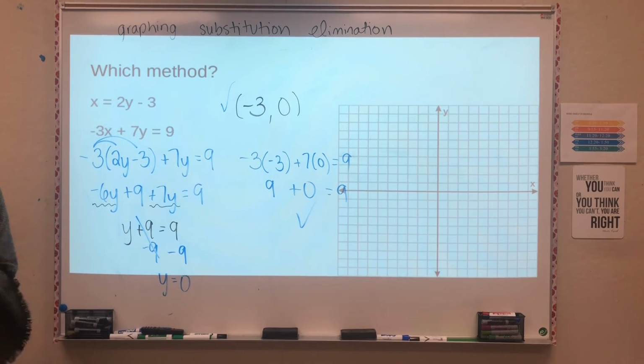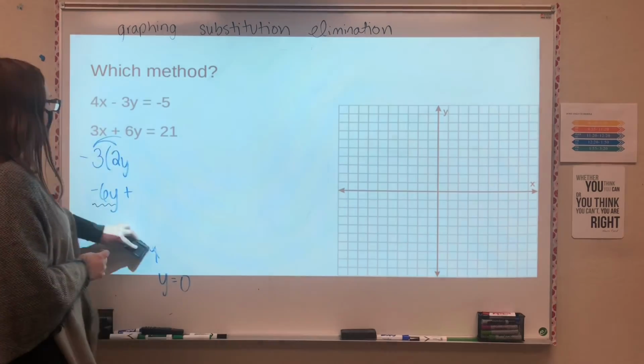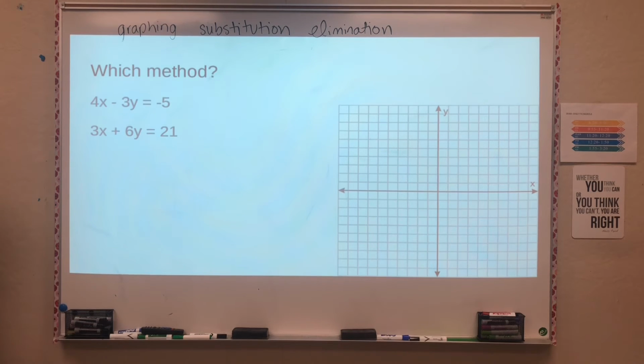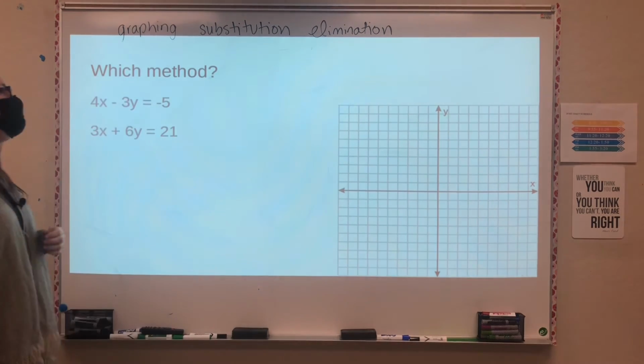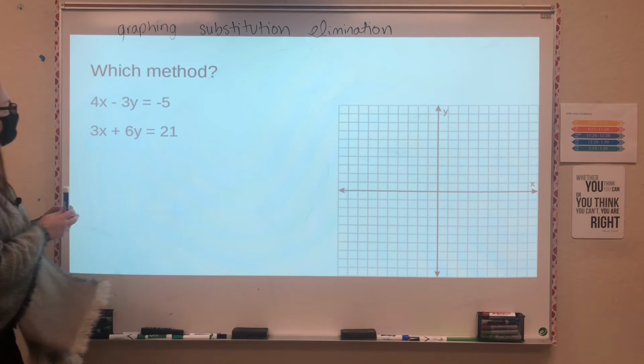I've got one last one for us. The last one looks like this. We've got the system 4x minus 3y equals -5 and 3x plus 6y equals 21. Again, we can choose any of these options. Which one seems like it would be the easiest option? Elimination. Tell me why. Because you could multiply the top equation by 2.